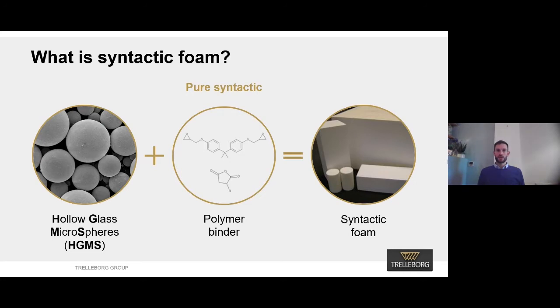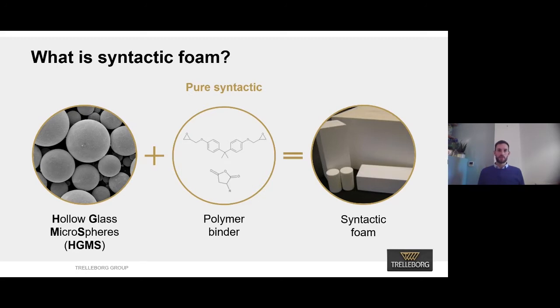So when we talk about syntactic foams, there's two main categories. There's pure syntactic foam and composite syntactic foam. So we'll firstly look at the pure syntactic foam. This is a building block of the composite, and it's produced by combining hollow spheres with a polymer binder.